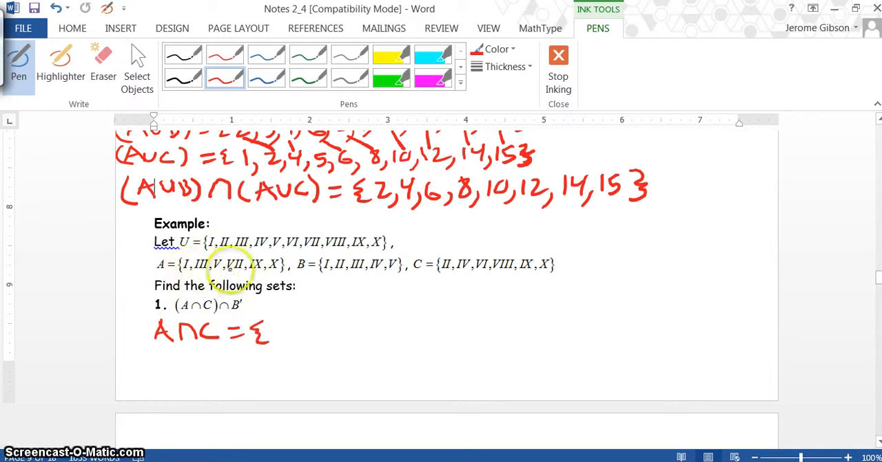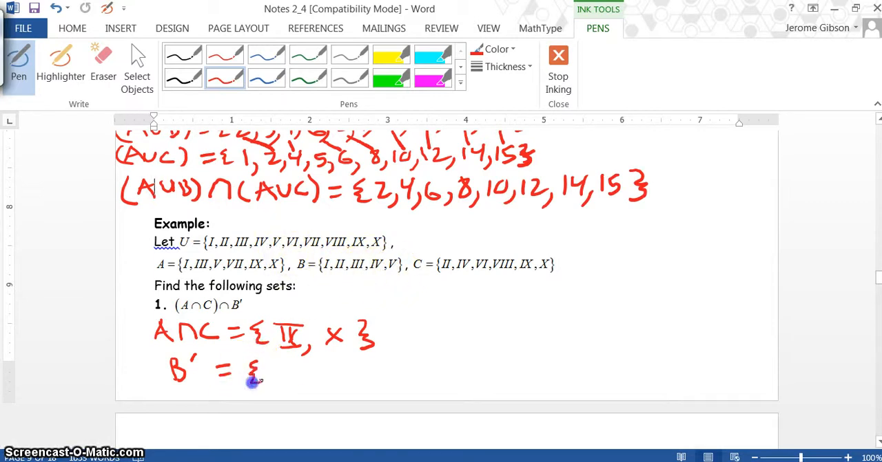We look here, we have only 9 and 10 in common. Yes, 9 and 10. And then we want to intersect this with B complement. B complement is all the values that are not B. So that's 1, 2, 3, 4, and 5.